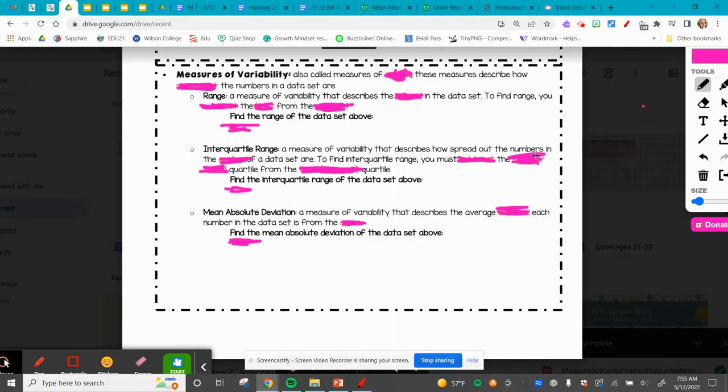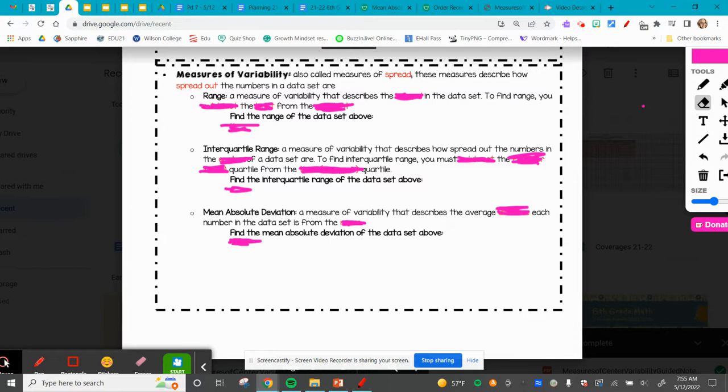Okay, welcome back. So we're going to look at the second half of your note sheet, and it says measures of variability. So yesterday we talked about measures of variability. The measures of center is something we've been kind of already working on. But measures of variability are also called measures of spread. These measures describe how spread out the numbers are in a data set. So the closer the numbers are together, that means your data is more similar. And the more spread out they are, there's more variance or they're more varied.